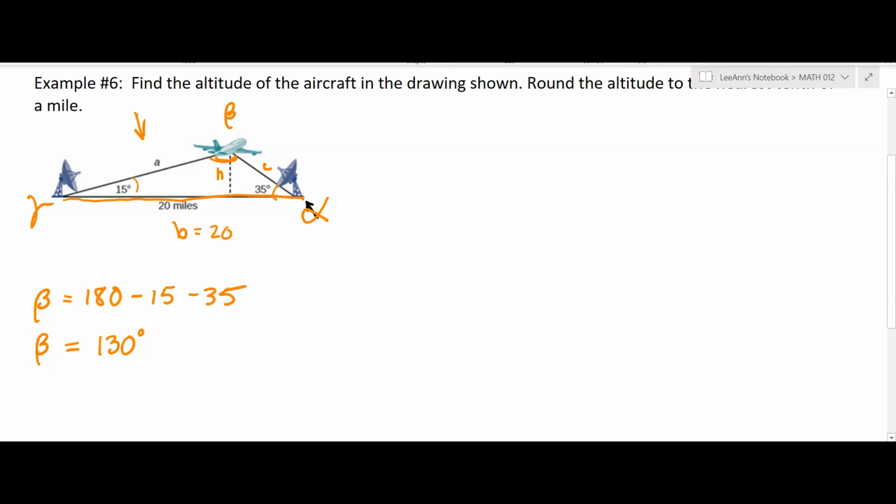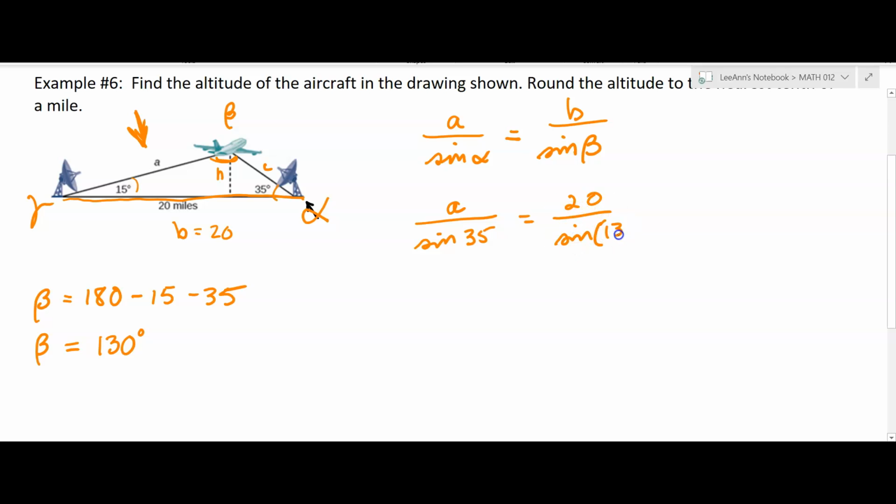So now I can use the law of sines to find A here. And I'll assume I need to know A. Okay, so the law of sines is going to say A over sine alpha is equal to, I'm going to use beta because I just figured that out, so B over sine beta, and A over sine 35 equals B. B was 20 over sine 130. So A is equal to 20 sine 35 divided by sine 130.